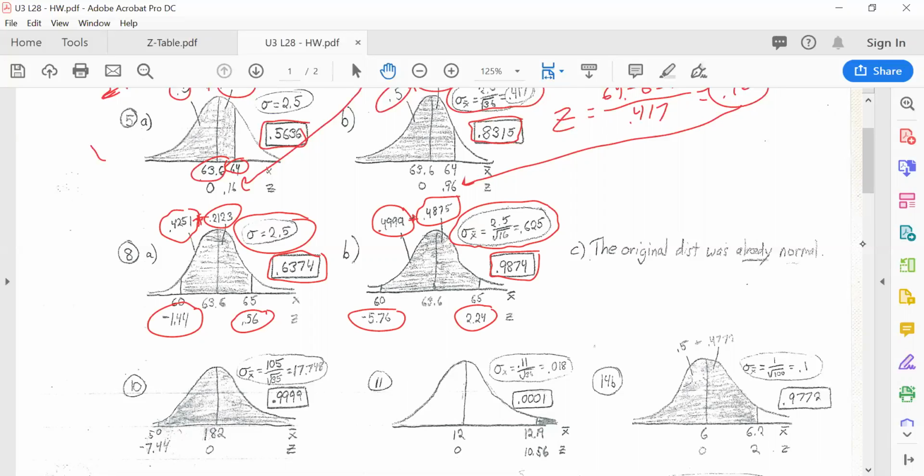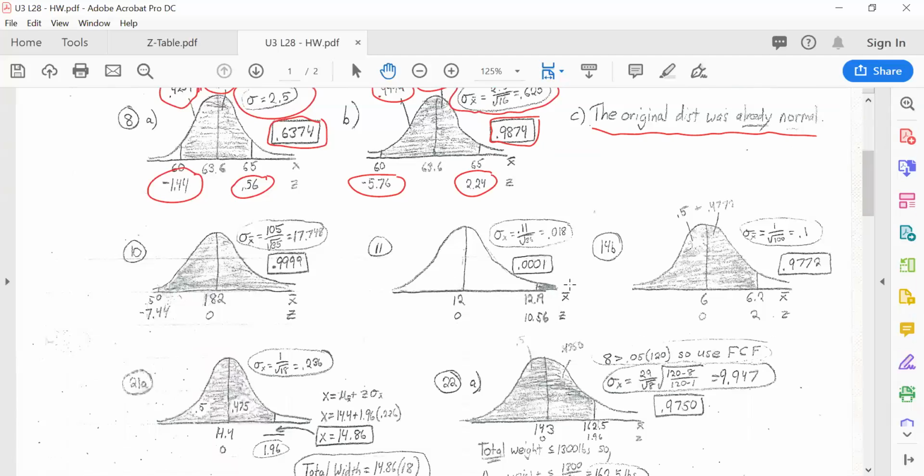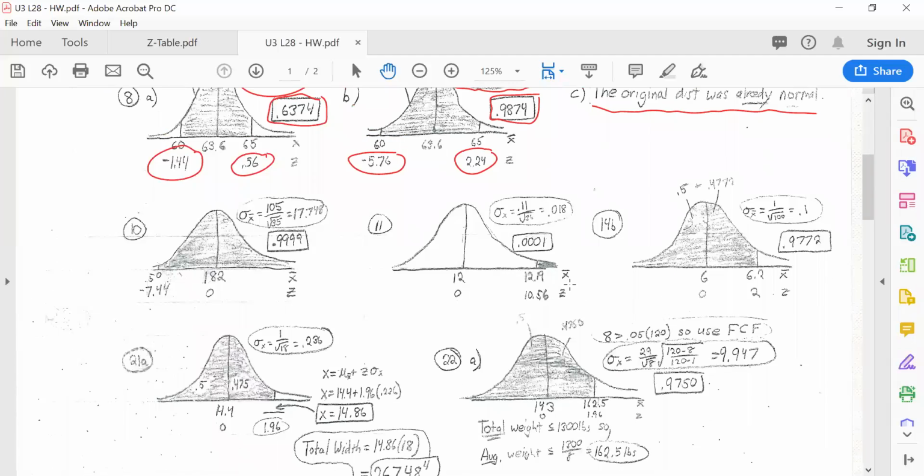Okay. And part C asks, why were we able to apply the central limit theorem even though the sample size was less than 30? And the answer was what we stated, because the original distribution, the population, was already normally distributed. All right, moving along to numbers 10, 11, and 14b. Let's go back to the book. Let's read number 10.